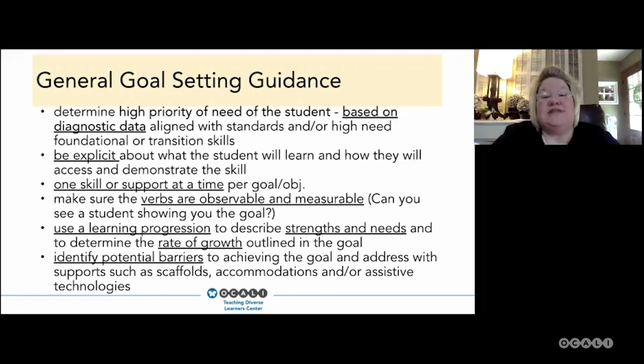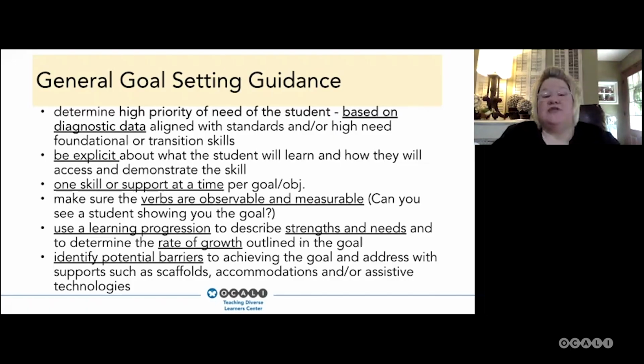What is it specifically that they will be learning or producing? How will they access this skill, or what supports will need to be in place? And when that skill or knowledge is demonstrated, what will it look like? Another point, just a bit of guidance here, is to focus on one skill or one type of support at a time per every goal or every objective.